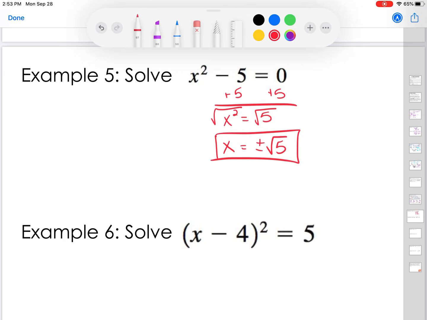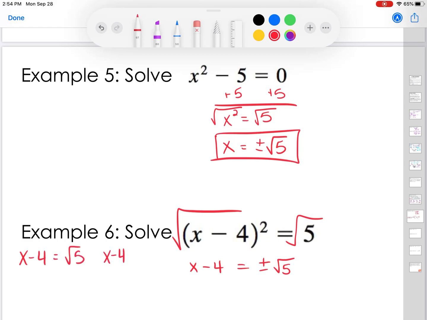In number 6, there's nothing outside of my square. Everything's inside, so I'm going to take the square root to get rid of that little 2. That really gives me 2 solutions, though. I get x minus 4 is equal to positive or negative radical 5, so I really need to solve this equation twice. I can have x minus 4 is equal to positive radical 5, or I could have x minus 4 is equal to negative radical 5.